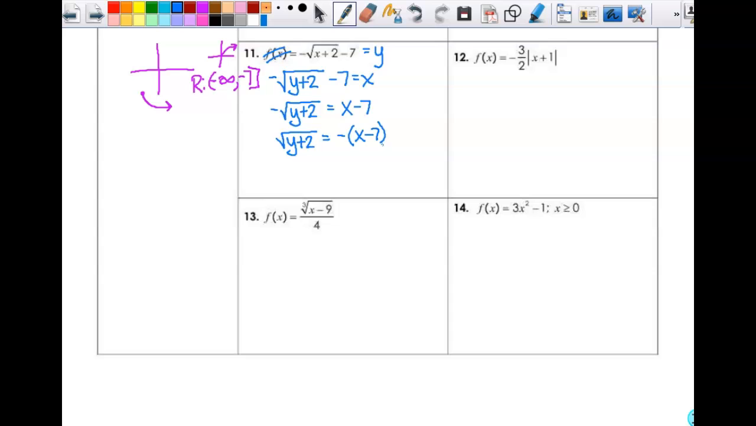So now how do I undo a square root? I square it. So now I'm going to square both sides. This will give me y plus 2 equal to negative, then x minus 7 squared. Then I'm going to subtract 2 from both sides, right? And I'm going to get y equals negative, then x minus 7 squared minus 2. That is f inverse of x.